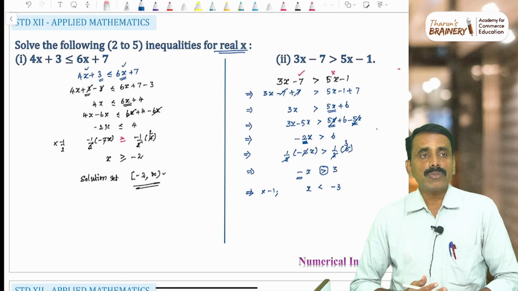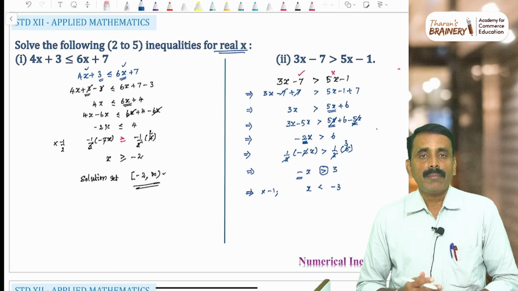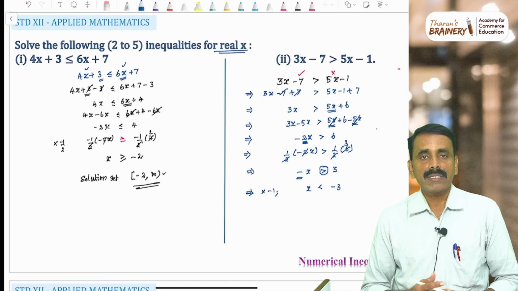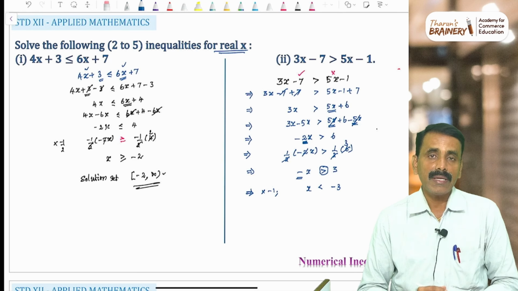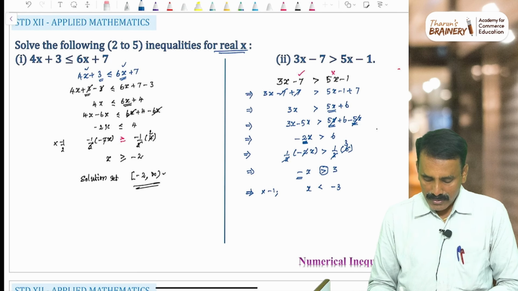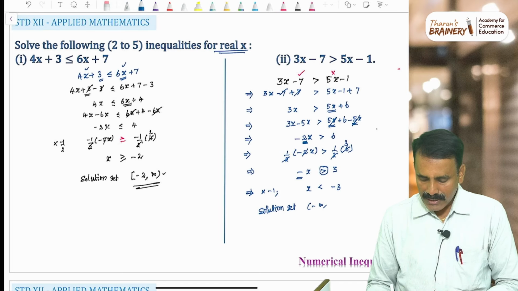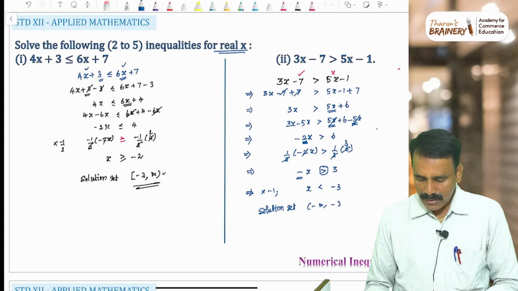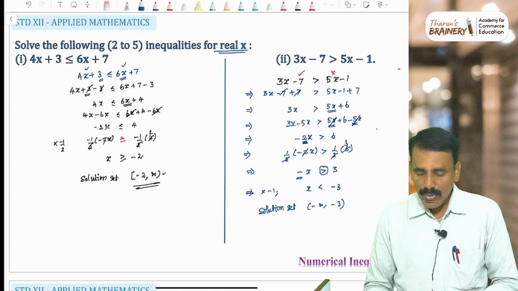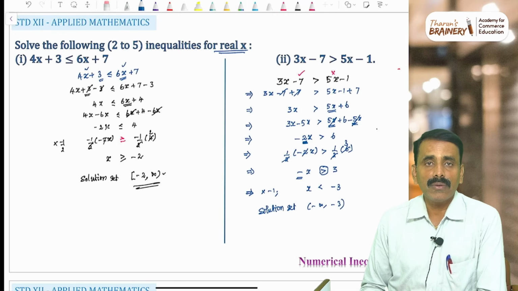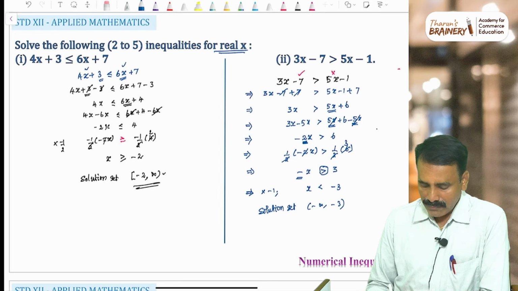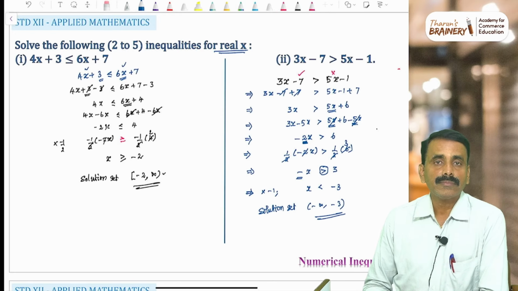So what are all the values which are less than minus 3? Minus 4, minus 5, minus 6, all the decimal values are also included because x is going to be a real number. So your solution set will be minus infinity to minus 3, both open. Here there is no equal to symbol. So the endpoint is not included. So it is minus infinity to minus 3. Am I clear?